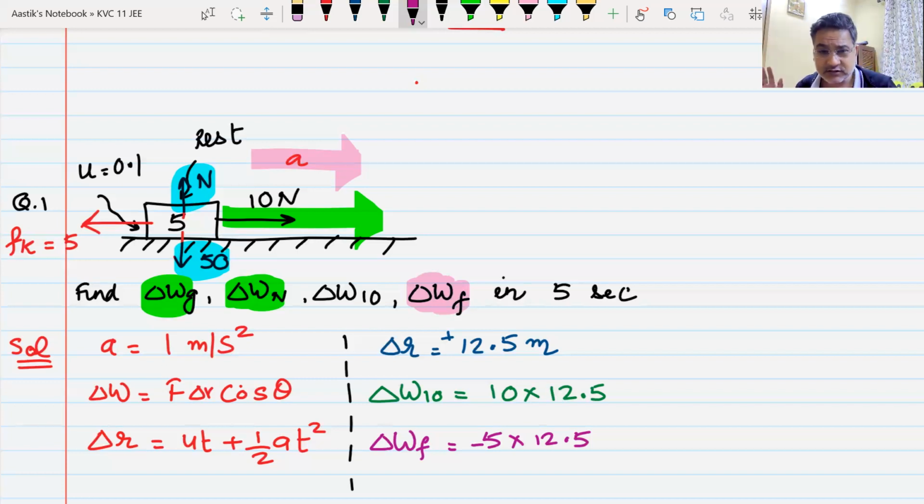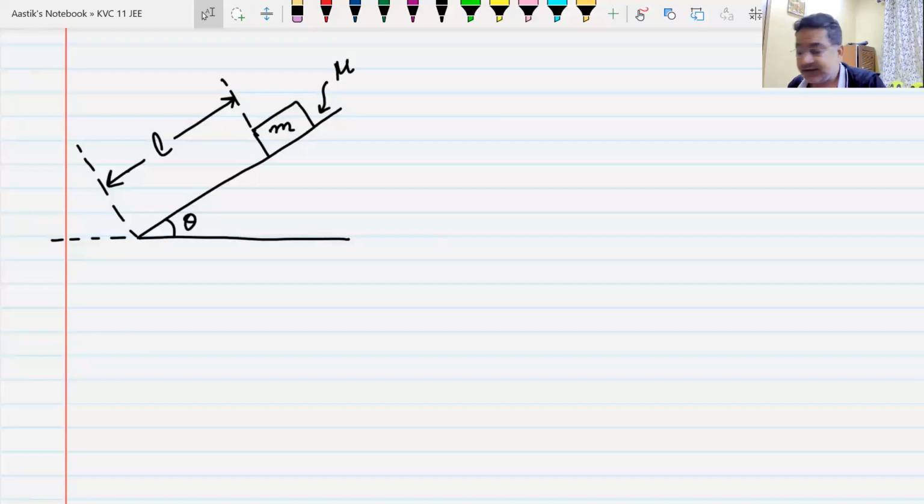Remember, this is physics. Chapter number 1 got over 2 months back, but it will keep on coming for 2 years. If you don't remember it, we are in for trouble. This is the next question.